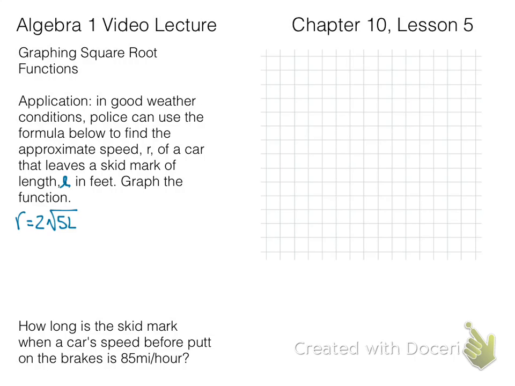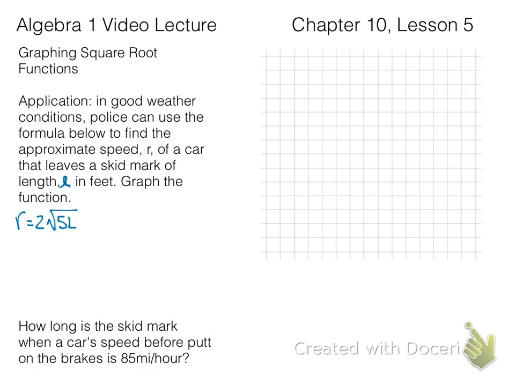All right, so last of the slides, and we're only at 7 minutes. This is amazing. Application. In good weather conditions, police can use the formula below to find the approximate speed, r, of a car that leaves a skid mark of length, L, in feet. So graph the function. We can figure out the speed of a car based on the length of skid mark it left before the brakes were applied.